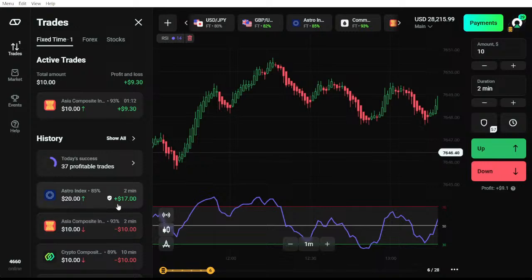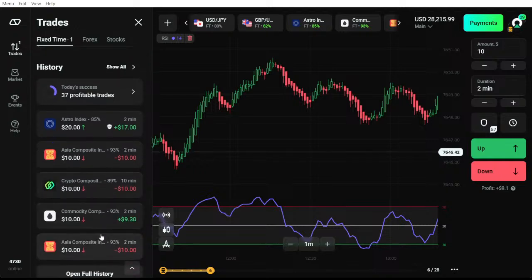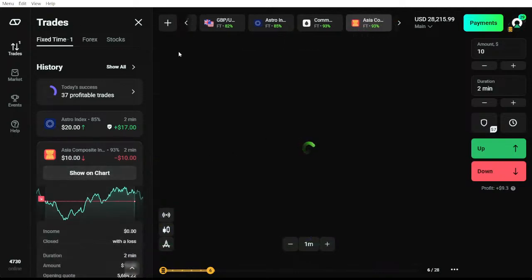Okay, so we made a profit of 17. 2 of our trades went into the negative side. No worries. This is the previous one, this is the first 10-minute trade. Let's see this one, why this one was negative. Let's see it.